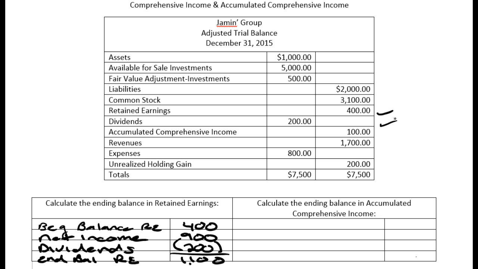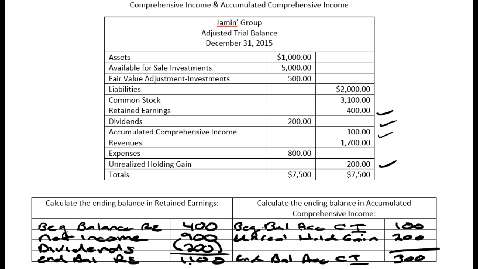Now let's calculate our ending balance in accumulated comprehensive income. Be sure and start with the balance on our adjusted trial balance of $100. Put me on pause. So we started with our beginning balance in accumulated comprehensive income of $100, and we added to that our current period's unrealized holding gain of $200. So we have an ending balance to carry forward on the balance sheet of comprehensive income of $300.